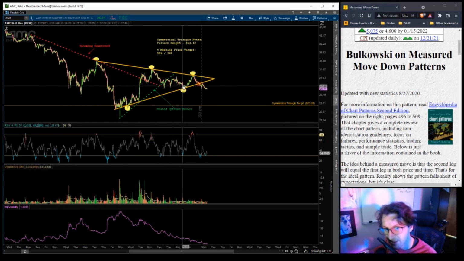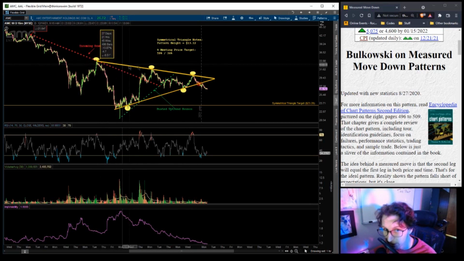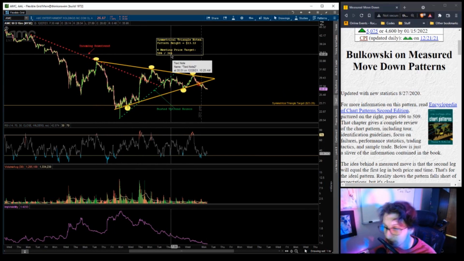And then the price is now just consolidating in here, and we have this beautiful symmetrical triangle. 1, 2, 3, 4, 5 easy touch points. Lots of good distance here between the peaks and the valleys. A very well formed pattern. The height being $13, and the percentage mean price target at 36% would have a downward price target of $23.28. The upward price target would be higher than that, obviously.